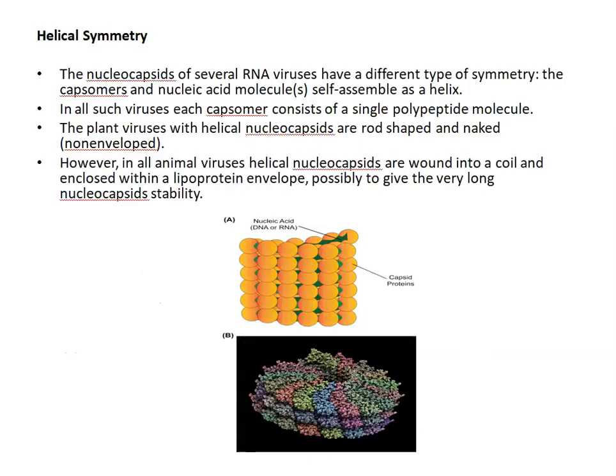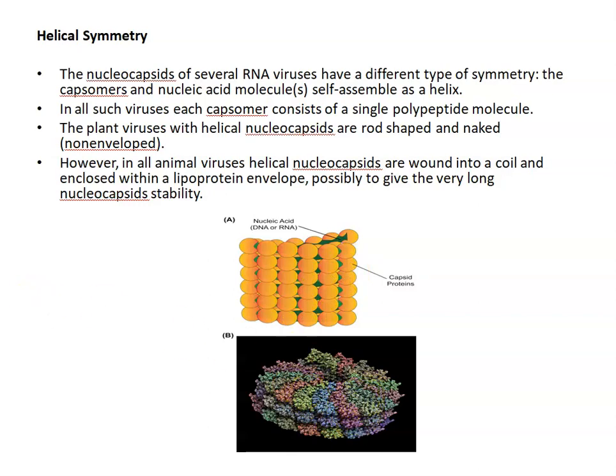Next is helical symmetry. The nucleocapsids of several RNA viruses have helical symmetry. Here, the capsomers and nucleic acid molecules self-assemble as a helix or coil. You can see here in this picture. These are capsids and nucleic acid. Orange colored units are capsid made up of proteins, and green colored is nucleic acid, DNA or RNA. And how the coil or helix is formed, you can see here in this picture, which is very clear.